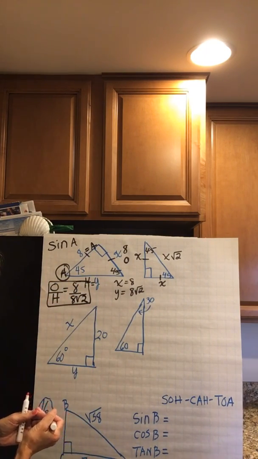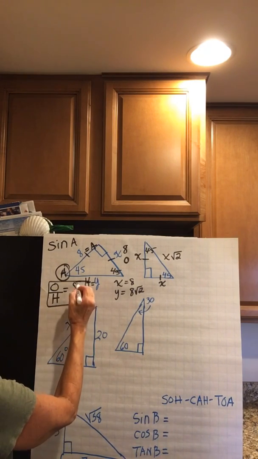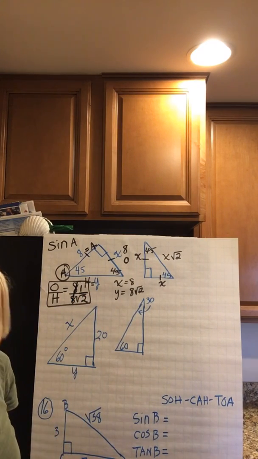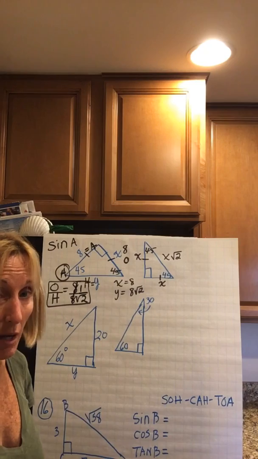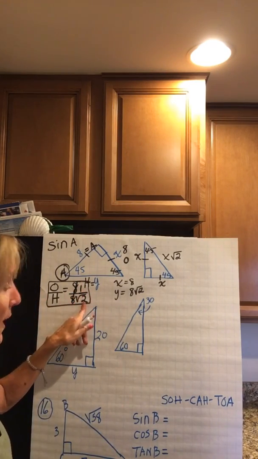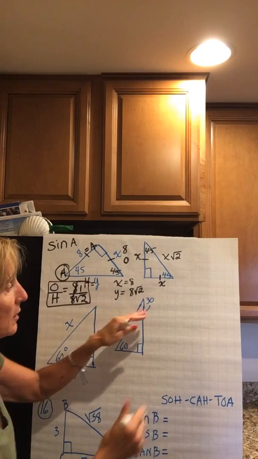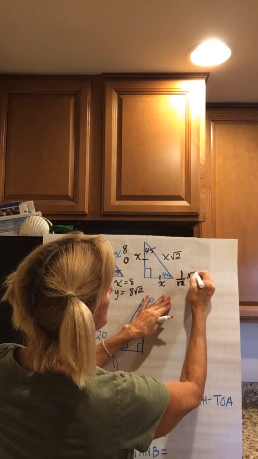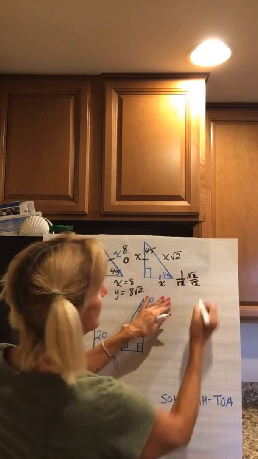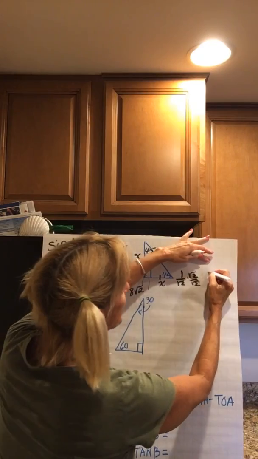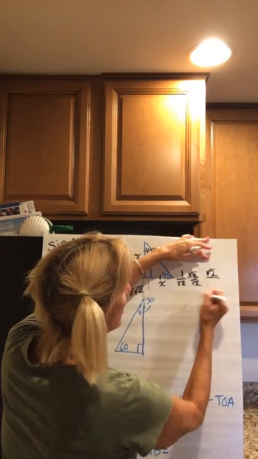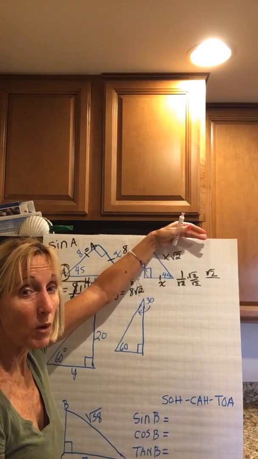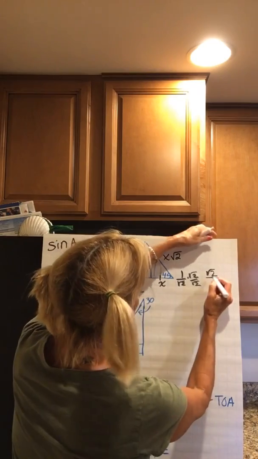I could simplify that a little bit. My 8's can cancel out, so that gives me 1 over square root of 2. And yesterday we learned we can't leave a radical in the denominator. So to rationalize the denominator, let's do the math over here: 1 over radical 2 times radical 2 over radical 2. 1 times radical 2 gives me radical 2. Square root of 2 times square root of 2 is the square root of 4, and the square root of 4 is 2.